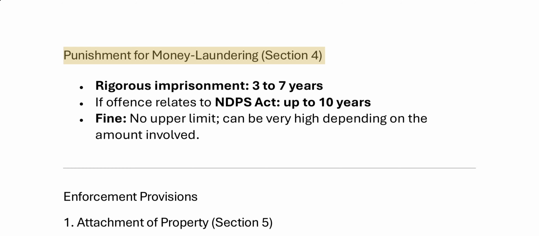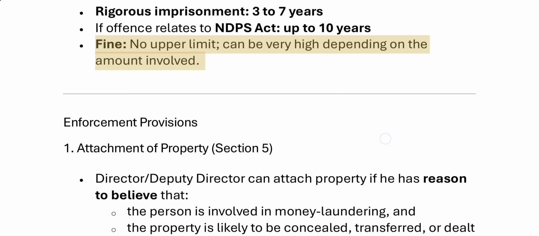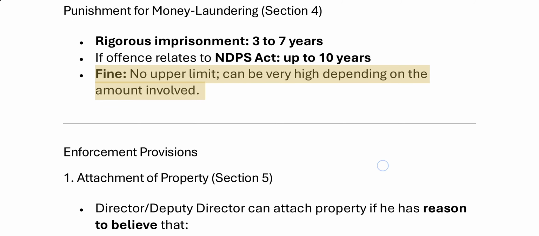Punishment for money laundering, Section 4. Rigorous imprisonment, 3 to 7 years. If the offense relates to the NDPS Act, up to 10 years. Fine, no upper limit, can be very high depending on the amount involved.